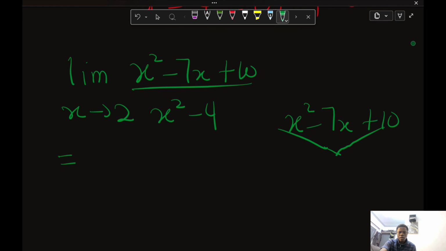So we are going to find our AC. The coefficient of x squared is the A, and the constant term is the C. So A times C will give us 10. So that is 1 times 10, which gives us 10.